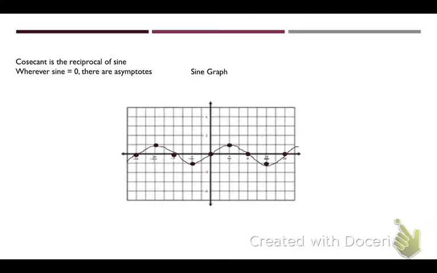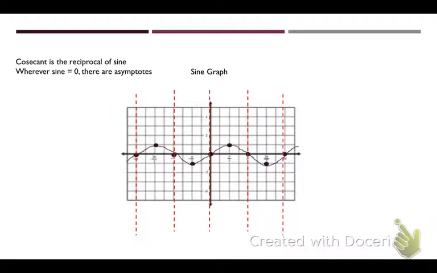So wherever sine equals 0, there are asymptotes because you can't divide by 0. And if it's the reciprocal, you're just flipping that fraction. So wherever sine equals 0, we have asymptotes. So there's an asymptote right there at those two zeros and at that 0.